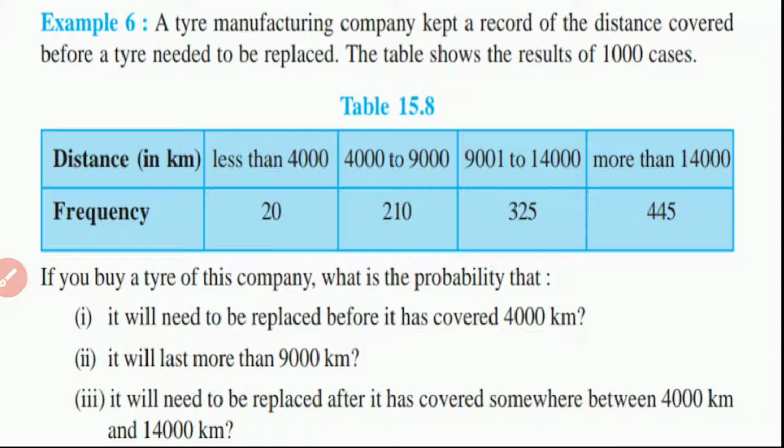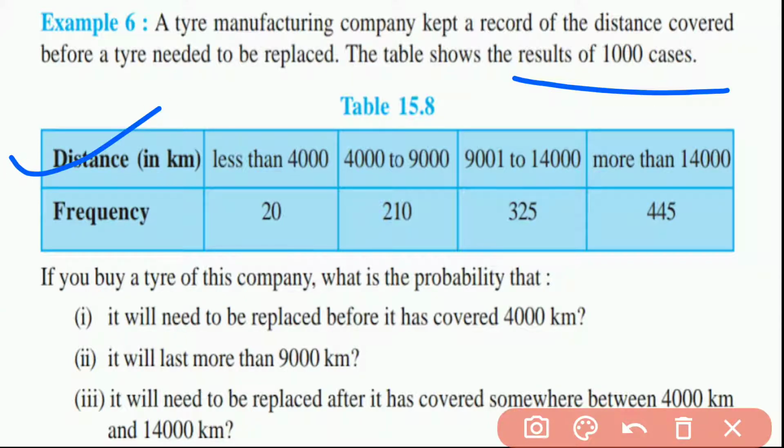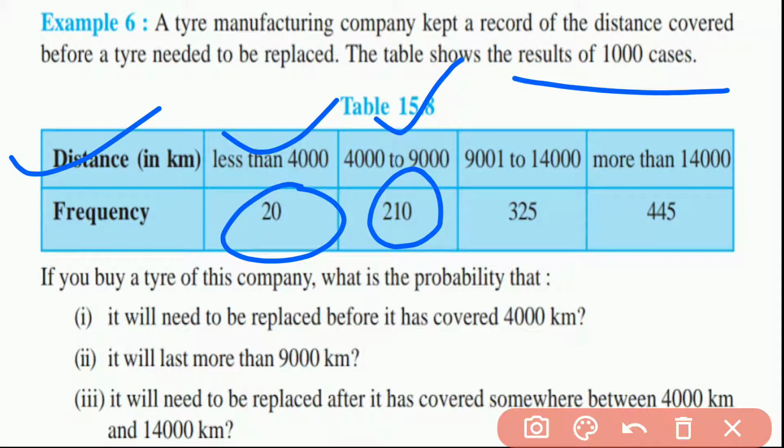Now this is showing a table for 1000 cases. Total cases are 1000. If the tire of the company travels less than 4000 kilometers, then 20 tires are to be replaced. Between 4000 and 9000, 210 tires are to be replaced. If the vehicle travels 9000 to 14000 kilometers, then the frequency is 325, and more than 14,000, the number of tires is 445. This way there were a total of 1000 cases tested for the result of the manufacturer.